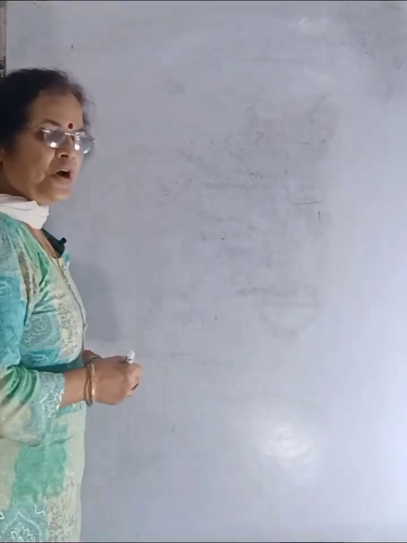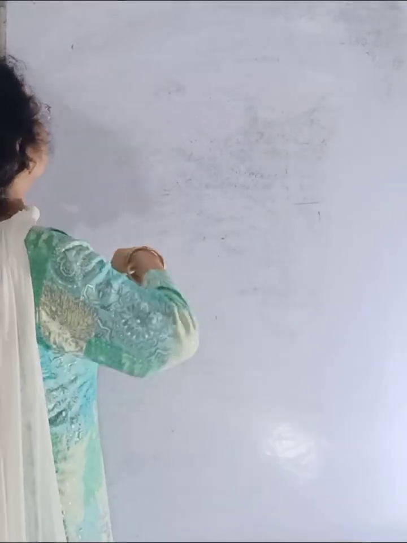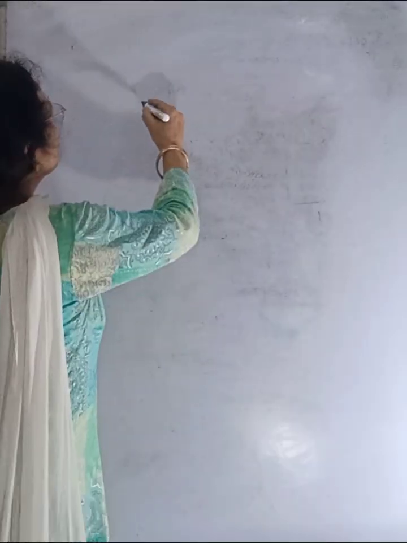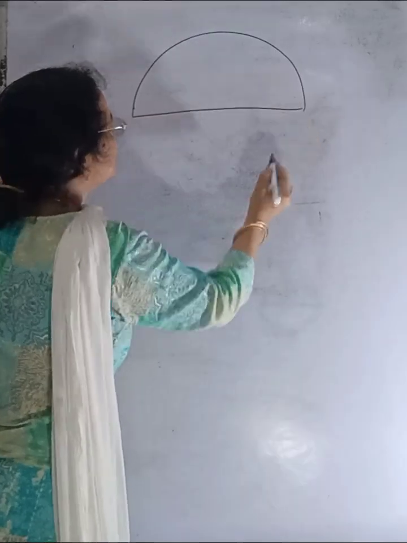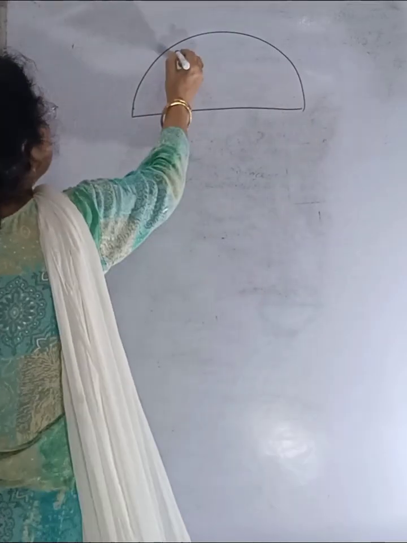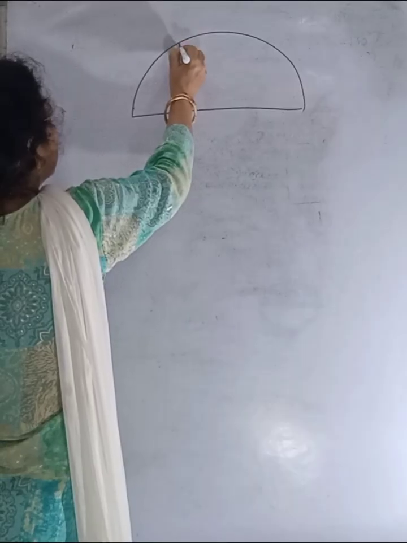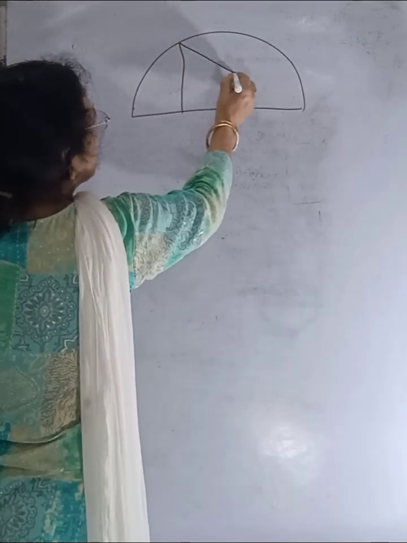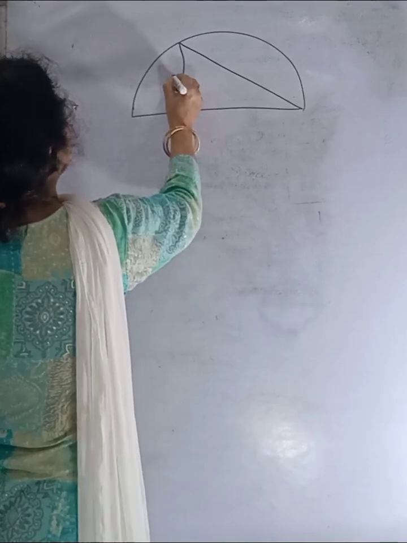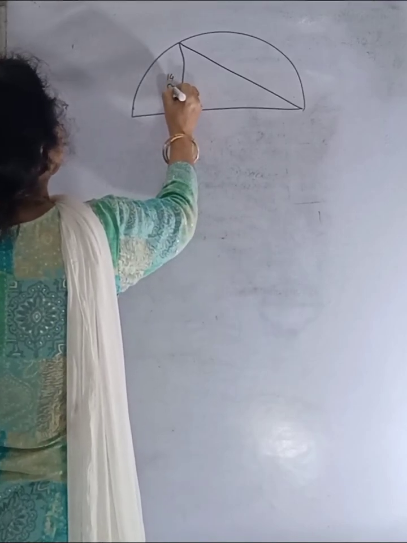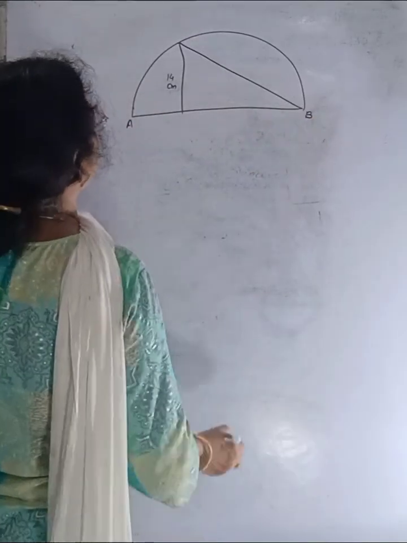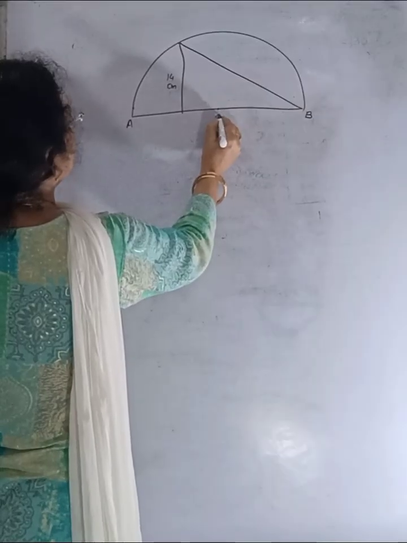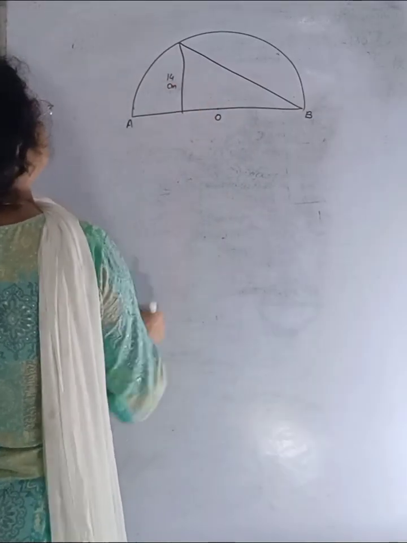Here I am going to discuss a typical competitive problem. A semicircle is here. Inside this we have a triangle of height 14 cm. AP is the diameter of a circle. This is the center point O. This height is 14 centimeter.